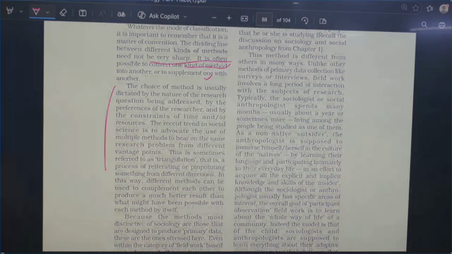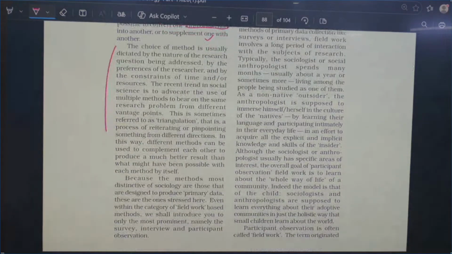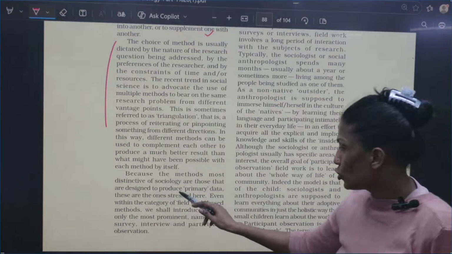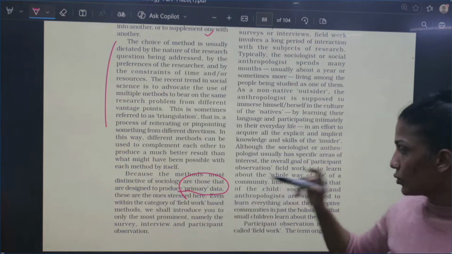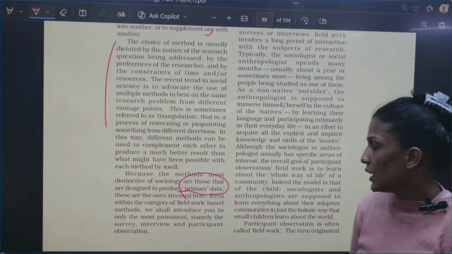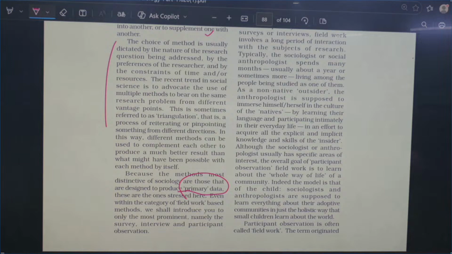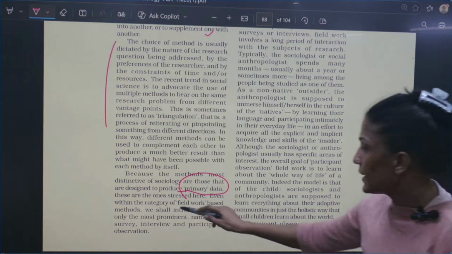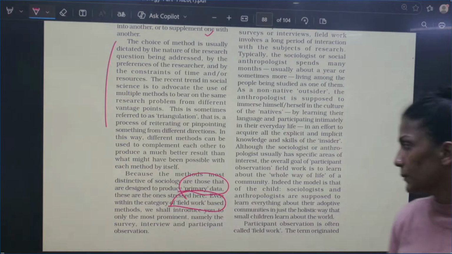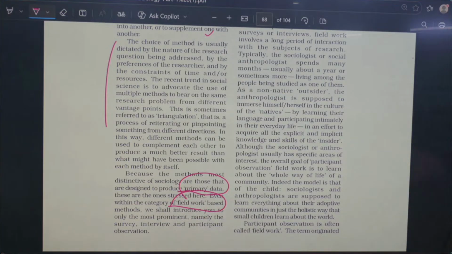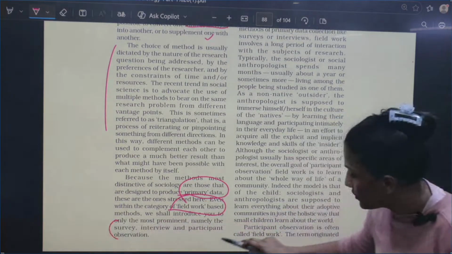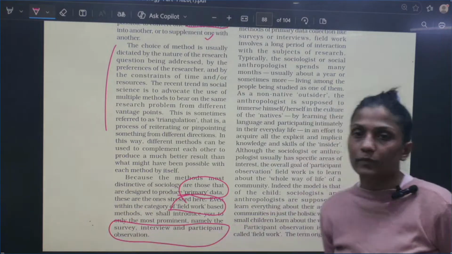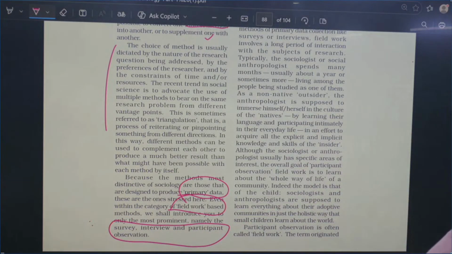Because the methods most distinctive of sociology are those that are designed to produce primary data. What is primary data? First hand information. Okay, write down: first hand information. Even within this, the category of fieldwork based methods. So you might get a question on fieldwork. And this topic which you can see here is topic 3 in your mains syllabus.